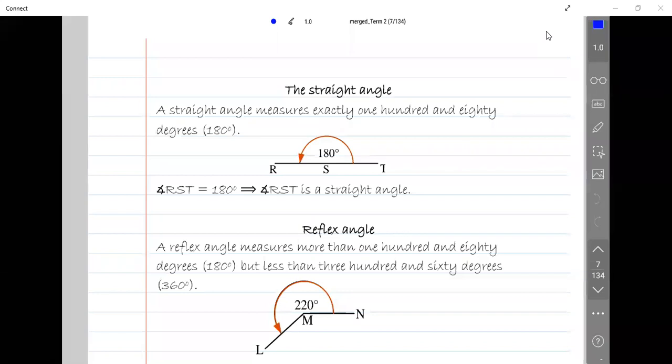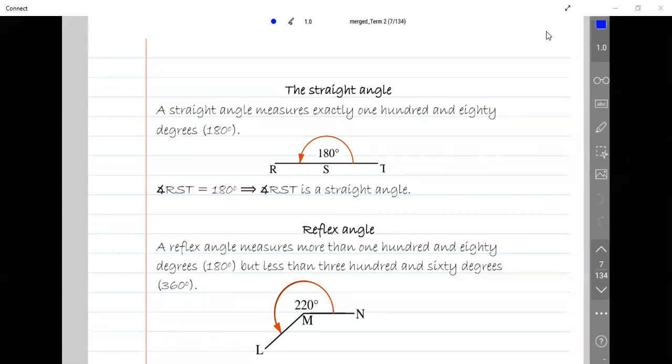Talk to me, are you seeing the reflex angle? Yes, sir. All right, sir. As I said, I'm having some internet issues. I'm wondering if it is that too many persons at home are on it, I'm not sure.